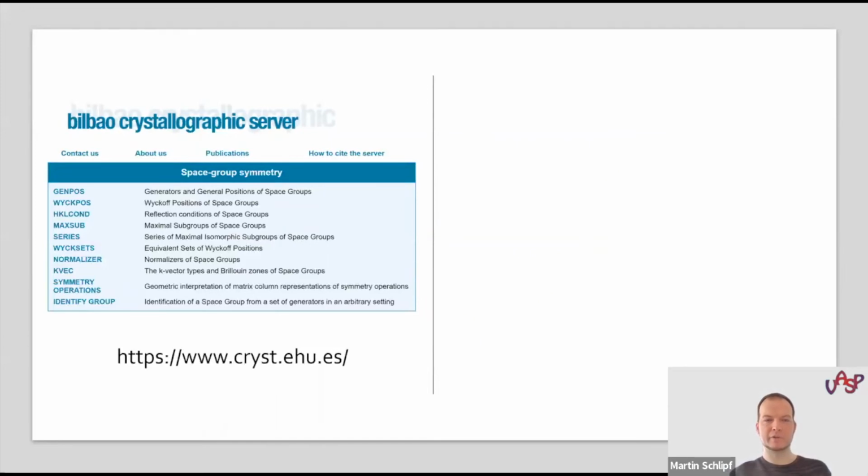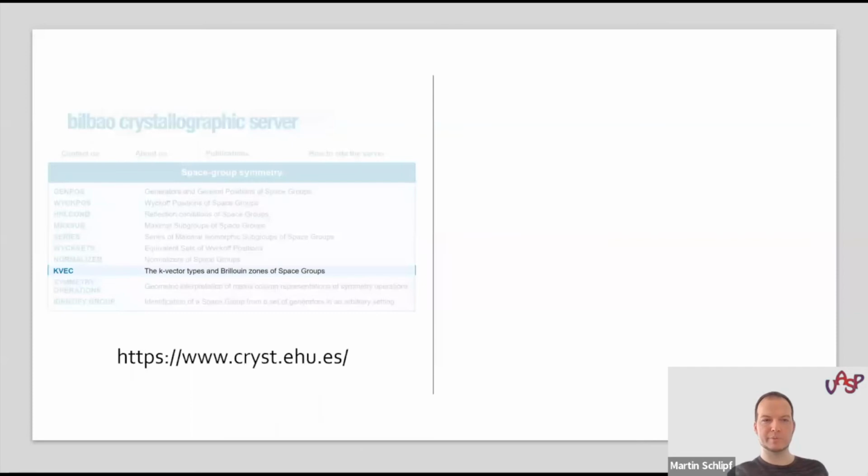One is the Bilbao crystallographic server. If you want to get information about K-points, there's one section in the space group symmetry called KVEC, where you can find the K-vector types and Brillouin zones of space groups. This will list a number of high symmetry points in particular space groups. The only thing that you need to know is the space group of your system.